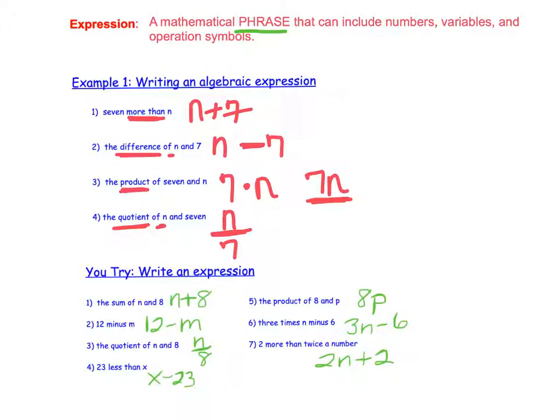Alright, and here are those translations. This one was pretty easy, I would think, and then 12 minus m maybe was okay. Quotient actually turns out to be easy as long as you know it's division. This one might cause a little trouble. You might have flipped these around. The more you do these, the better you'll get at it.